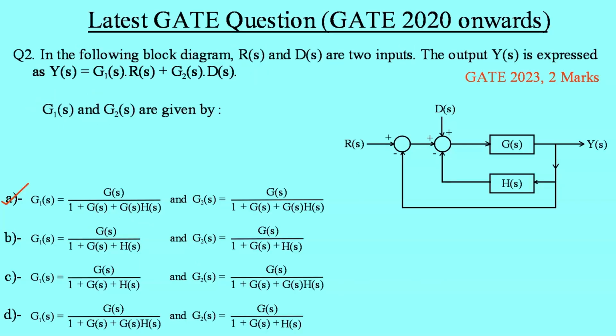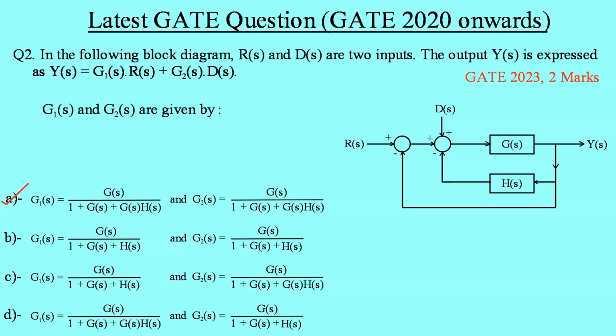Now let's see the answer of the second question. The answer is the first option. It is also a very easy question. You can simply solve by first ignoring the input signal Rs and then solving the circuit for finding the signal G2S. Similarly, you have to follow the same by ignoring the input signal Ds and then solve the remaining circuit.